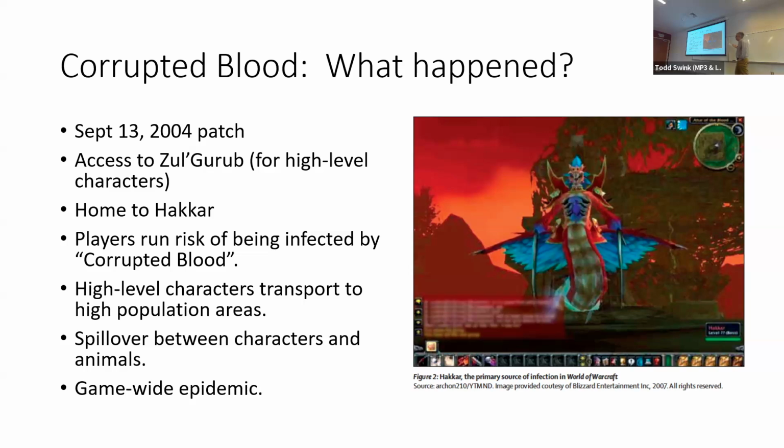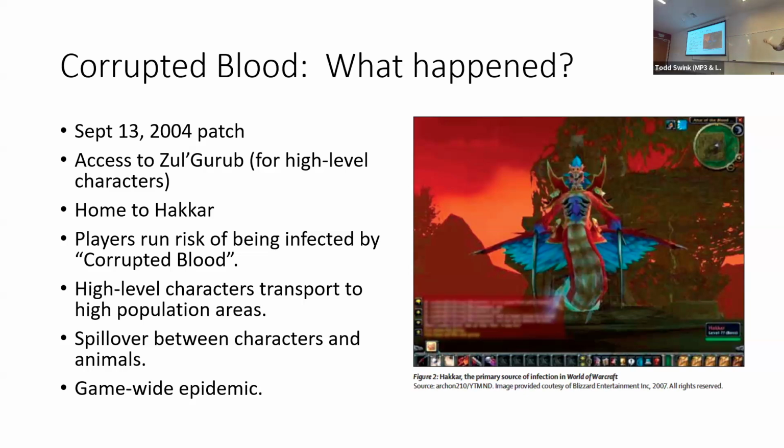Players ran the risk of being infected by a curse called corrupted blood, and high-level characters could transport to other locations, and so they did after they were infected. It had an incredibly high transmission rate and mortality rate, and characters started dying left and right across this whole virtual world. The participants are messaging each other all about this in a panic.